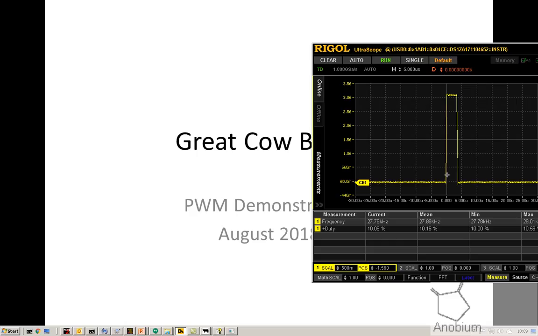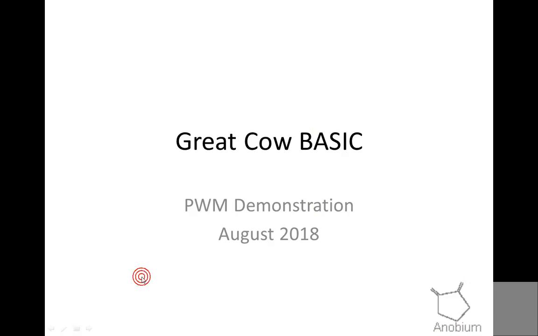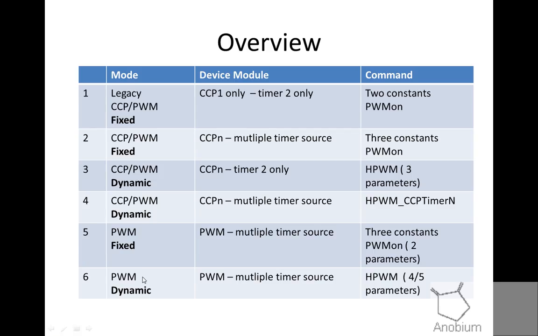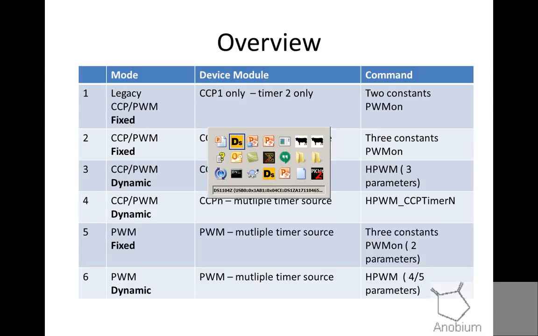Essentially it's a generation of a square wave that has a frequency and a duty. And what I'm going to show you today is how that frequency and duty is controlled in Great Cow Basic, along with clock sources. In Great Cow Basic there are a number of methods that we can use. Some of them use low memory, some are more dynamic and use a bit more memory. But essentially I'm going to have a canter through those different methods and why they exist.